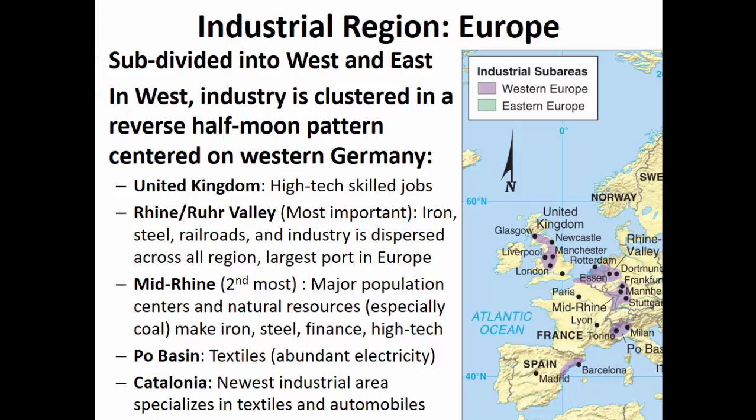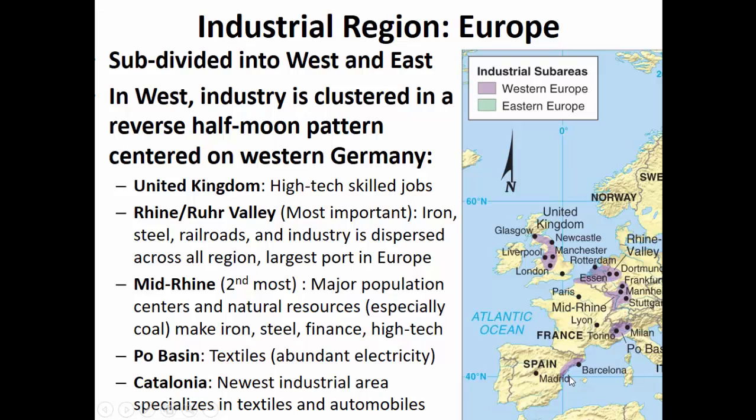We subdivide regions as well. The first major industrial region is Europe. We subdivide it into West and East, and then we look at the core areas. These are the areas where most or all industry is clustered and production actually occurs. As you can see, in Western Europe, it clusters in a half-moon pattern and a reverse half-moon, as if the half-moon went the other direction.